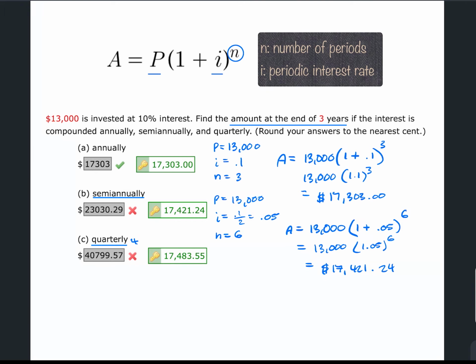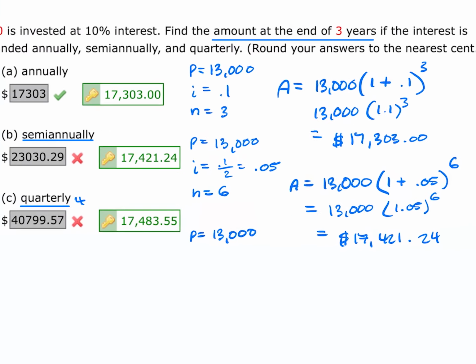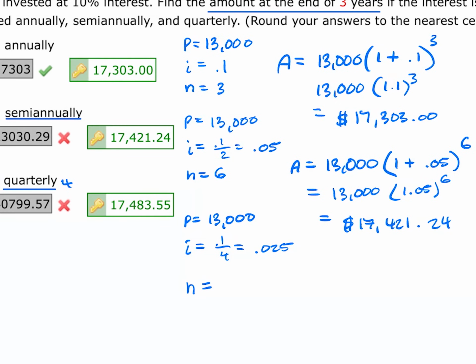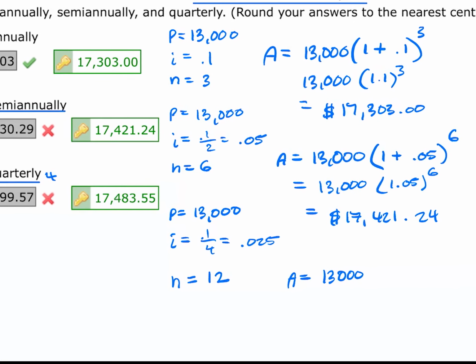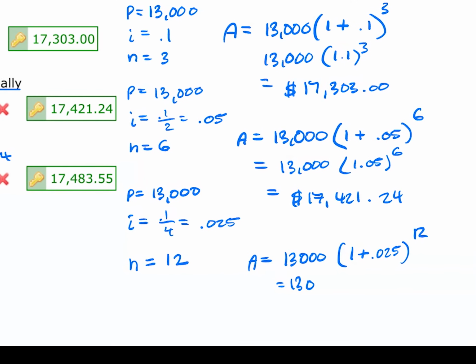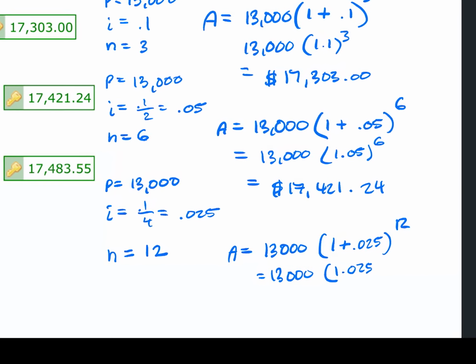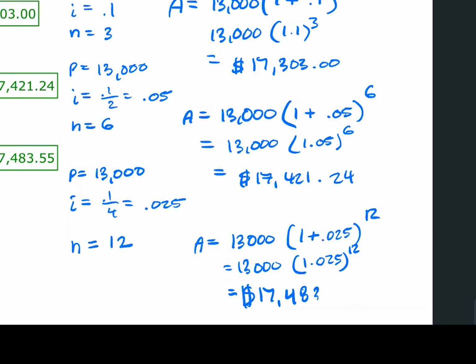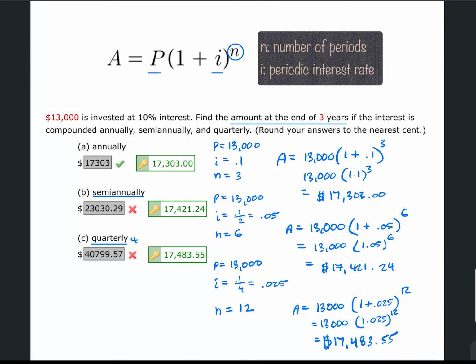And for the last problem, quarterly, which is 4 times a year, will affect both our I and N, but again, not our P, not our initial invested amount, which of course is 13,000. I will be the 10% interest rate divided by 4, so 0.1 over 4, which would be 0.025. And N, since it is occurring quarterly, 4 times a year for 3 years, will be 4 times 3, which is 12. So A, our amount, is 13,000 times 1 plus 0.025 to the 12th power, which is 13,000 times 1.025 to the 12th, yielding the solution of $17,483.55.